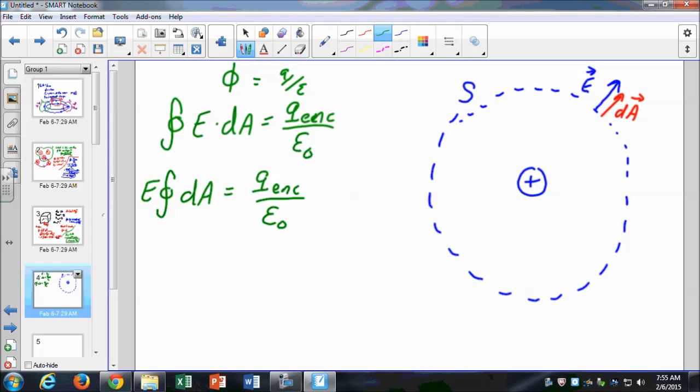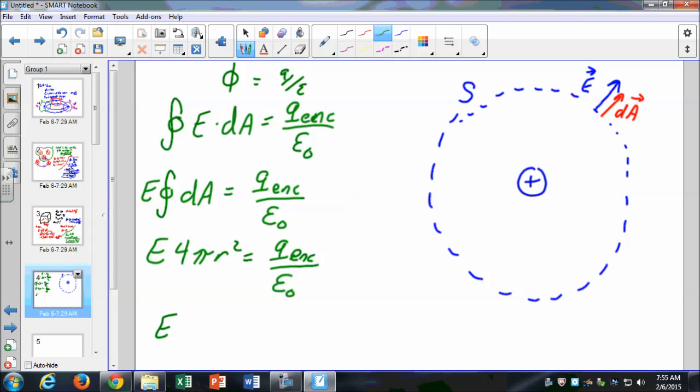dA of a sphere, what is the area of a sphere? Which is my Gaussian surface. Remember? That's 4 pi r squared. You're thinking volume of a sphere, which is 4/3 pi r cubed. But the area of a sphere is 4 pi r squared. Don't worry about that. I'll show you. You can remember it just a bit. Equals Q enclosed divided by that epsilon naught.